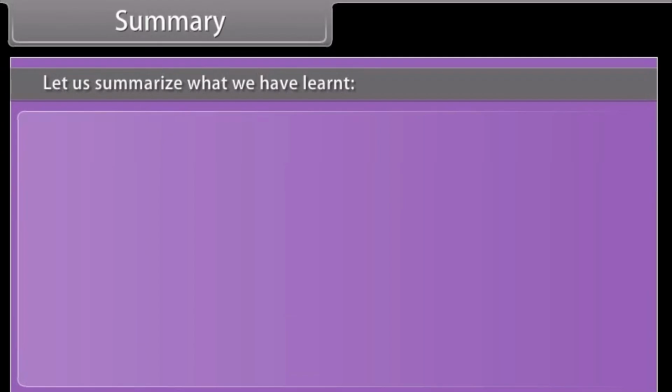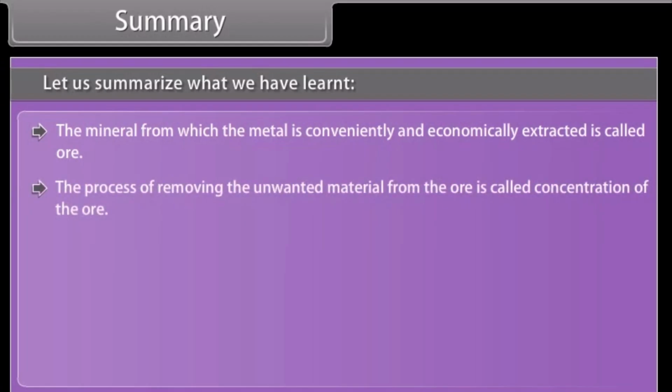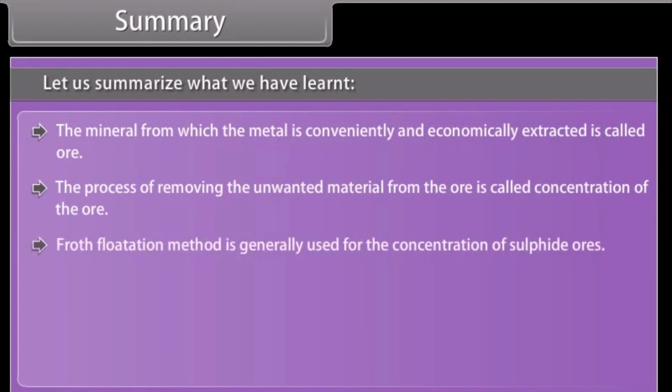Summary. Let us summarize what we have learned. The mineral from which a metal is conveniently and economically extracted is called ore. The process of removing the unwanted material from the ore is called concentration of the ore. Froth flotation method is generally used for the concentration of sulfide ores.